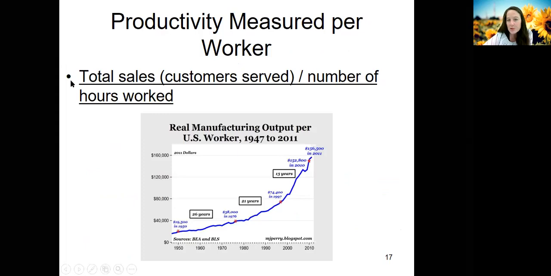And another could be maybe total sales divided by the number of hours worked. So whatever your output is, customer service, products produced, total sales, and then divide it by hours worked.